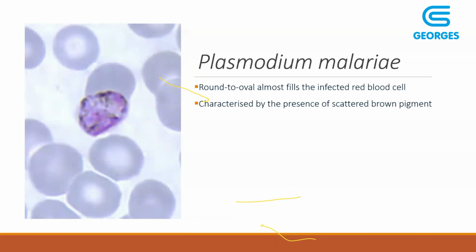Then we can have a look at the Plasmodium malariae gametocytes. They are round to oval and almost fill an entire RBC. Remember, the P. malariae gametocytes are rarely found on a blood film. They are characterized by the presence of a scattered brown pigment. So you can see here we have only one, and it has filled an entire RBC. Then you can see some brownish pigments inside that gametocyte.